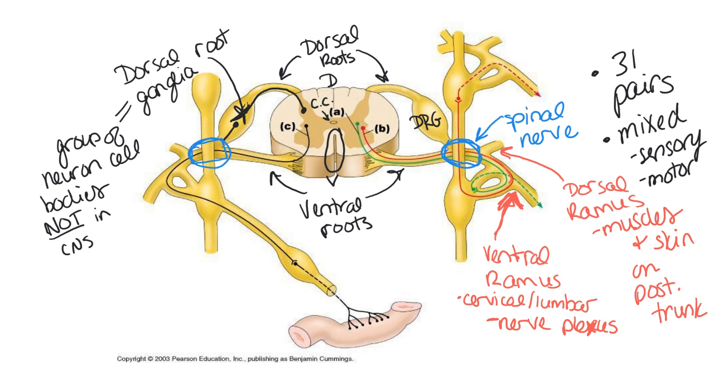If the ventral ramus is in the thoracic region, so if it's in the trunk region, these are going to form what are called our intercostal nerves, between costal, ribs, cartilage. So these are going to form our intercostal nerves. And basically they're going to wrap around and supply the anterior and lateral trunk.